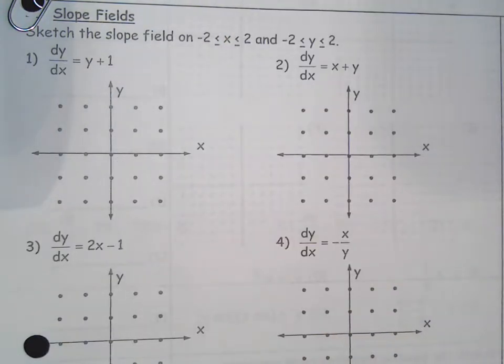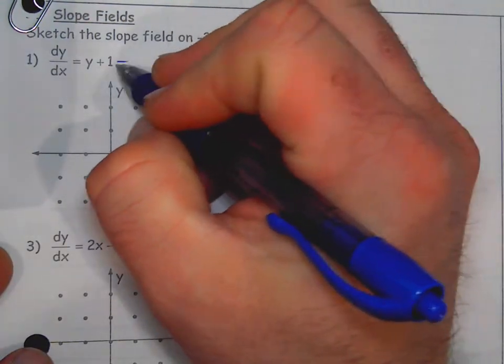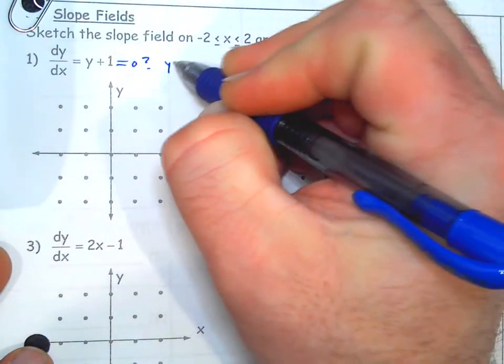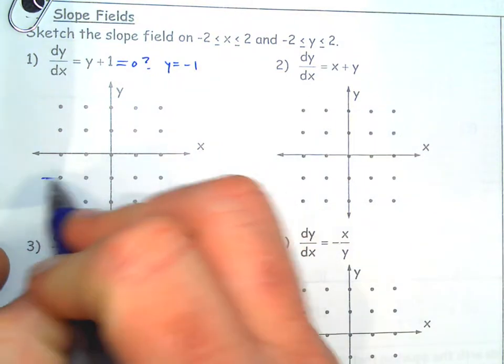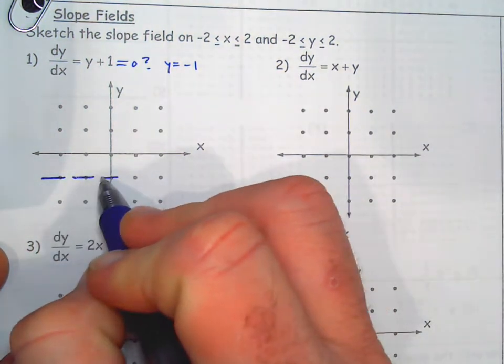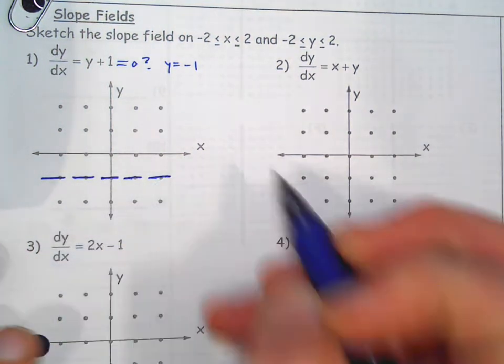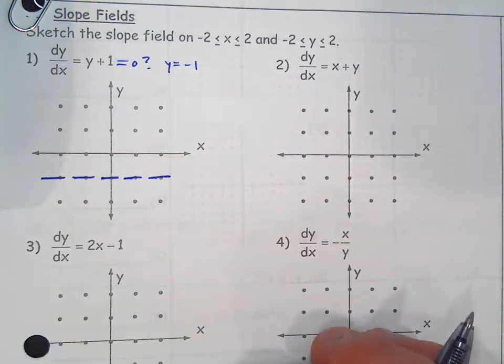Okay, so some slope fields. I'd set it equal to 0, figure out where the zeros are. Maybe some symmetry.